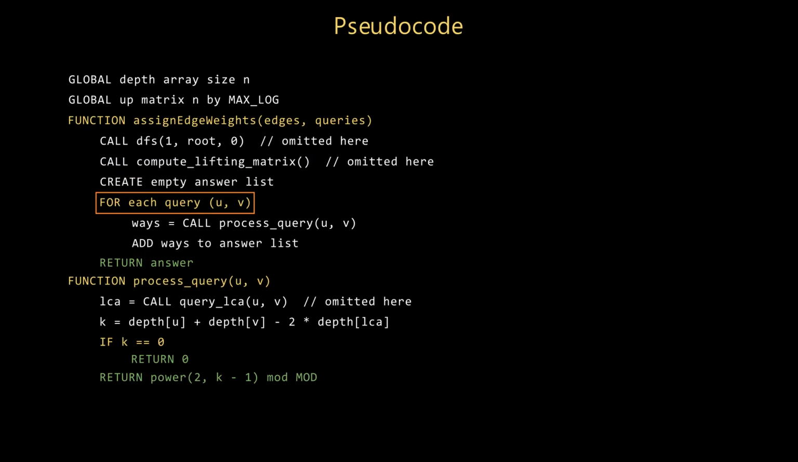Loop over every query pair U and V. Ask the helper how many odd sum assignments work on that path. Append that count to the answer list. Return the full answer array.